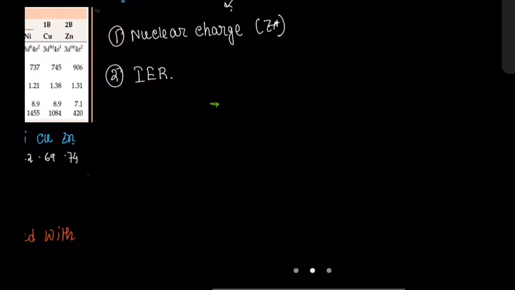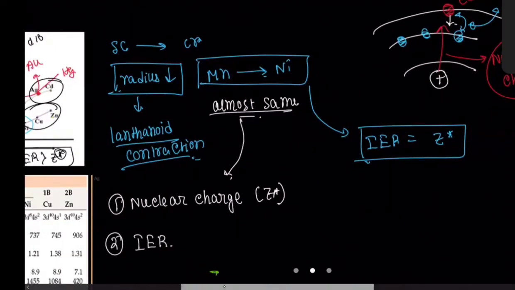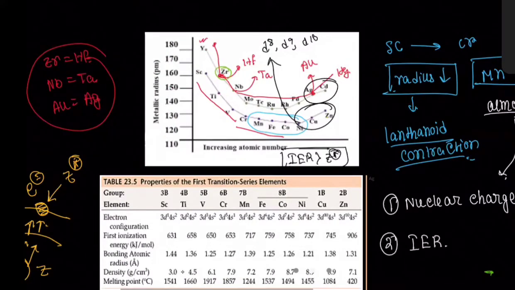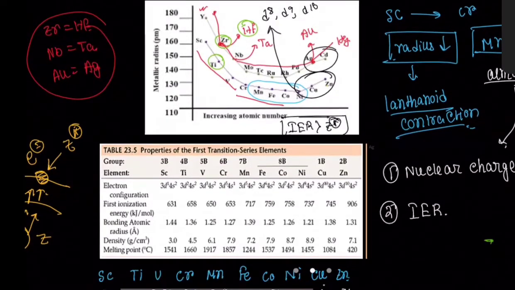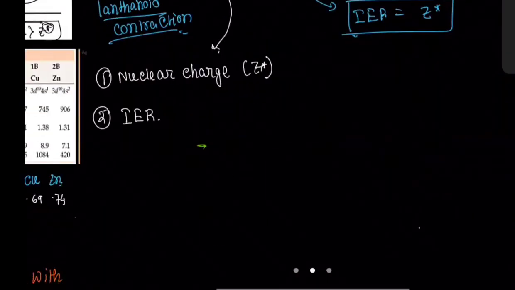So now I would be talking about why zirconium and hafnium, niobium and tantalum, although they are from two different periods, meaning the same group but two different periods, right? Still they are showing the similar value, the exactly same value. So why is this happening?